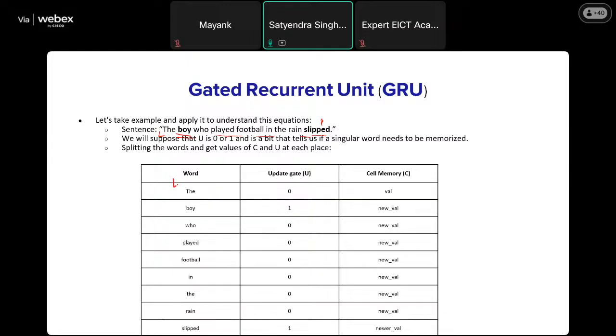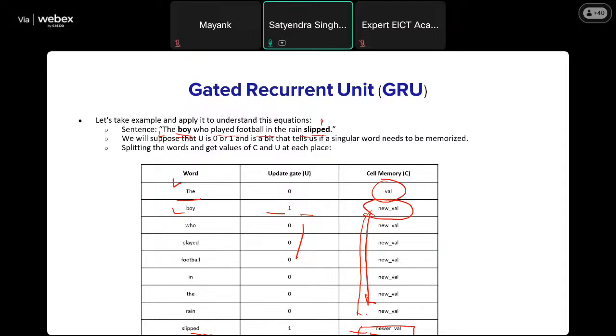So when the word the is processed, the update gate value is 0 and the cell memory value is C. And when the boy comes as an input, the update gate value is 1, and the cell memory is updated with the new value or new information. And after that, this information is carried till the word slipped, which again has a newer value, and the update value is 1 and it is updated by the newer value. So if you see here, for slipped, the context from boy is captured.